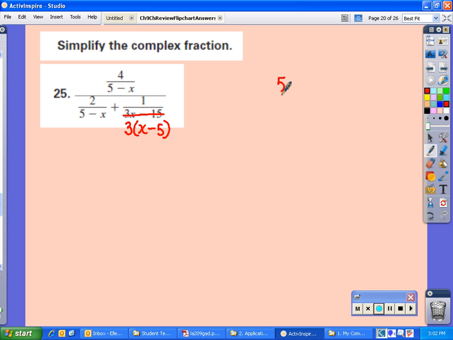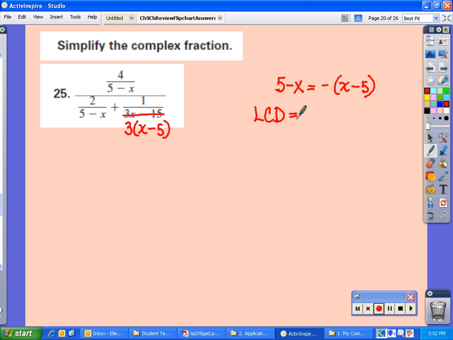So we can take 5 minus x. We could rewrite that as negative x minus 5. And we're going to take this into account when we do our multiplication of the least common denominator. Our least common denominator in this problem is not going to be 5 minus x times x minus 5 because they are really the same number, save that factor of -1.